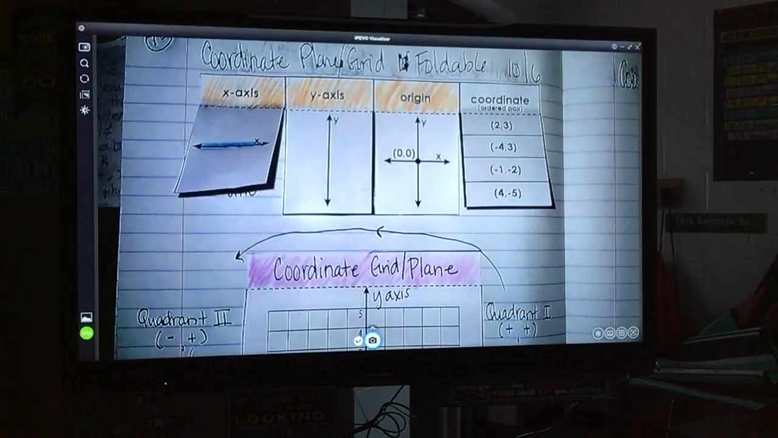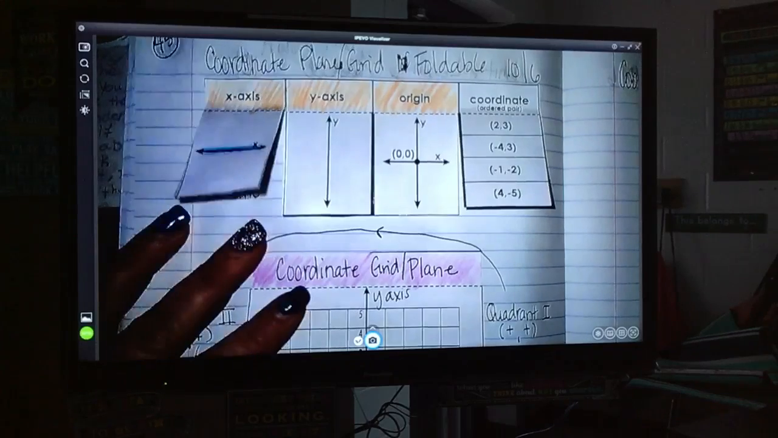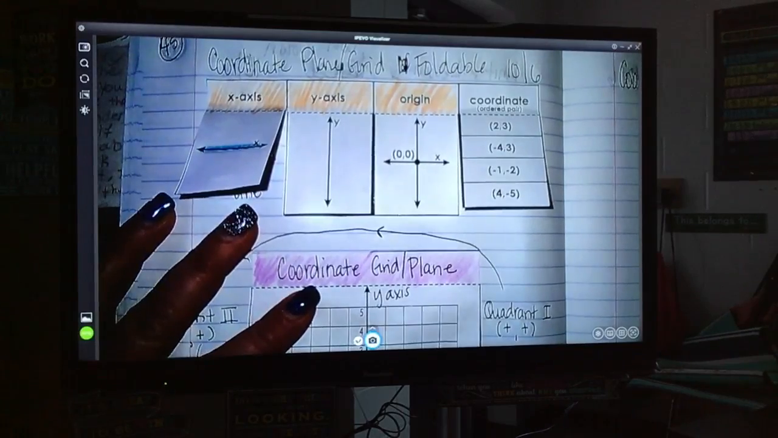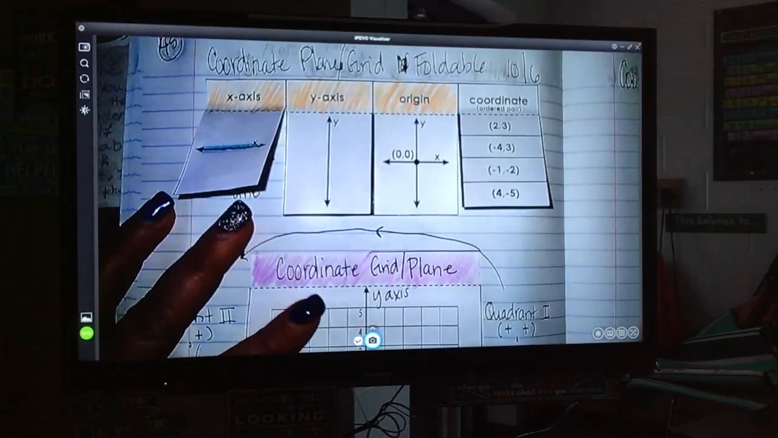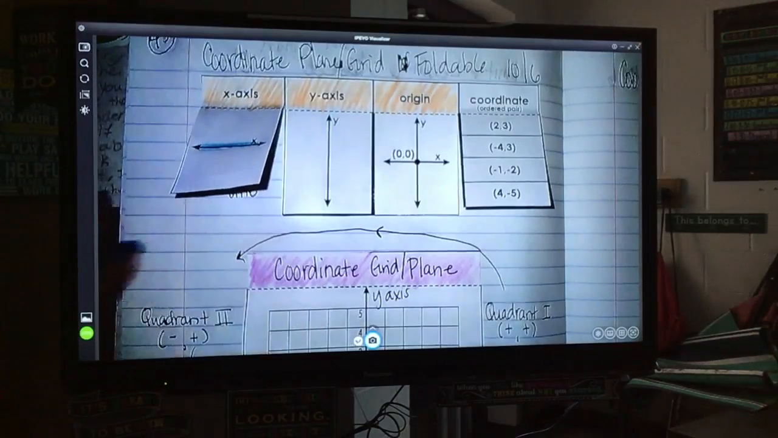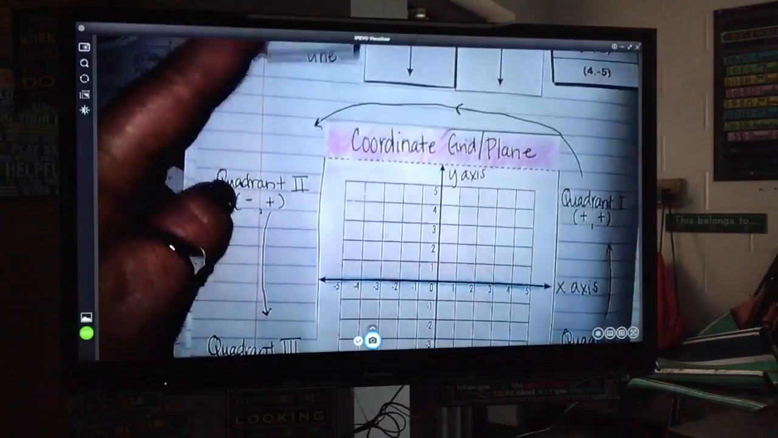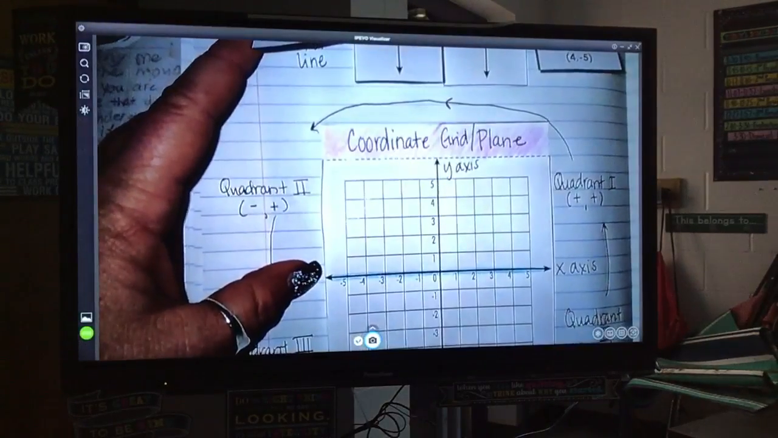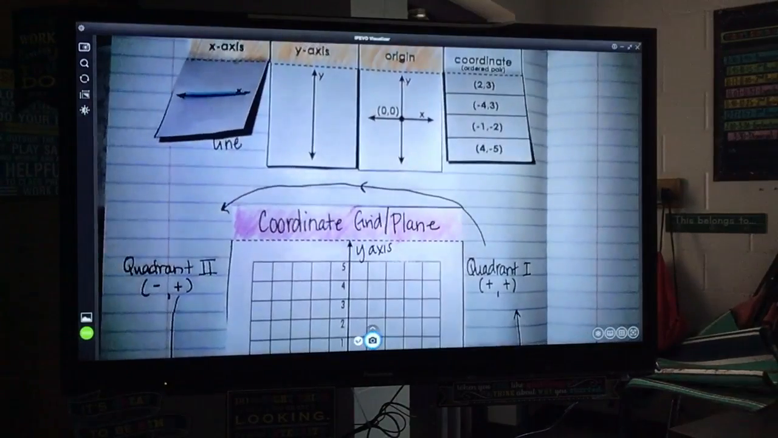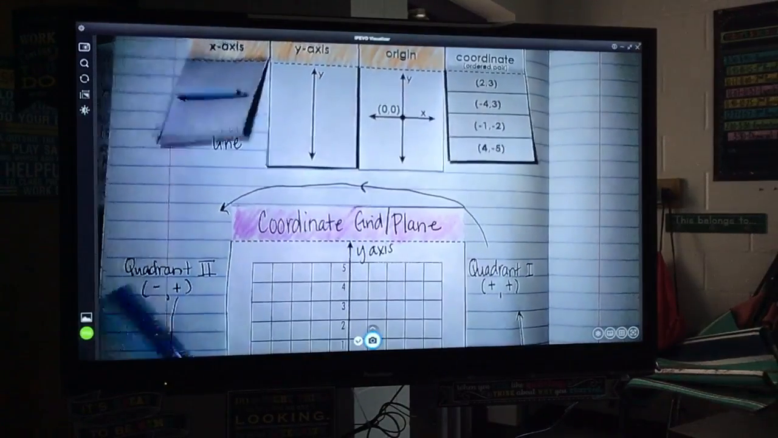So now we know that the x-axis is our horizontal line. So on your coordinate grid down here, you're gonna make it the same color that you just made it on your little flip things. So if I did blue up here, I'm doing blue down here. Does that make sense? For the x-axis, yes.